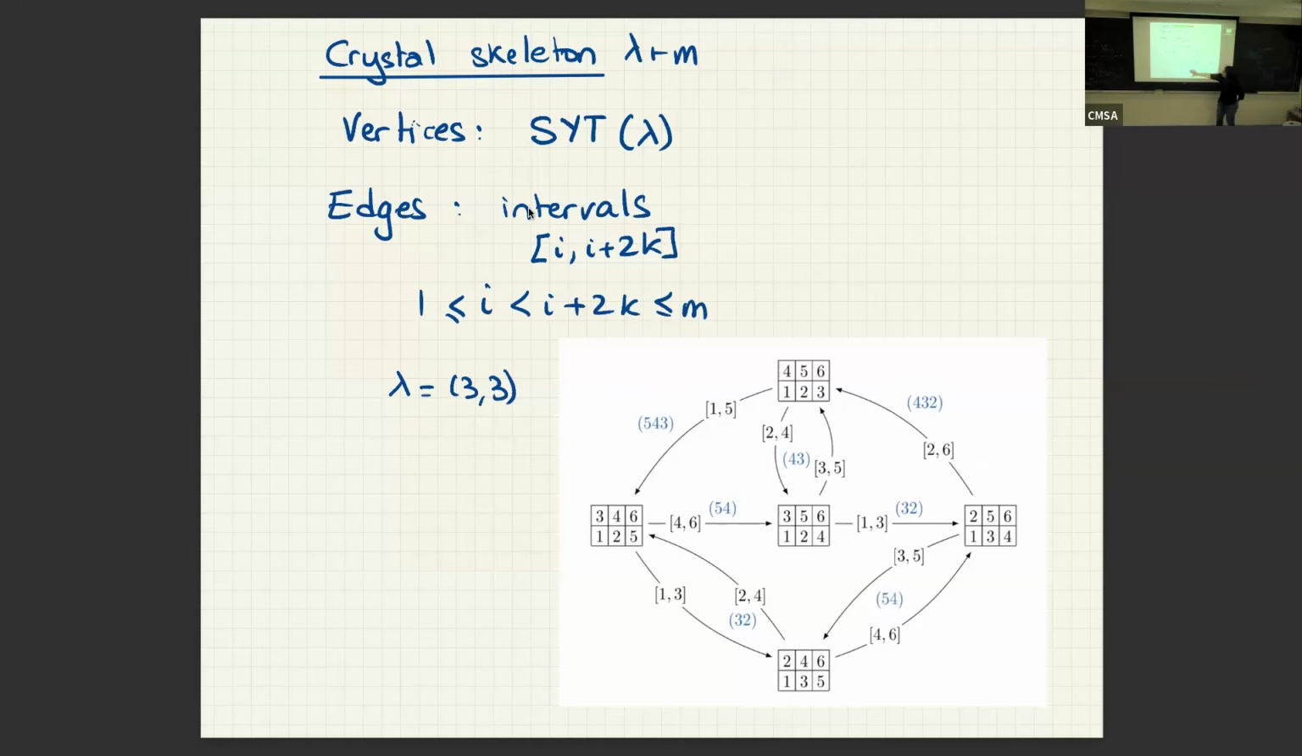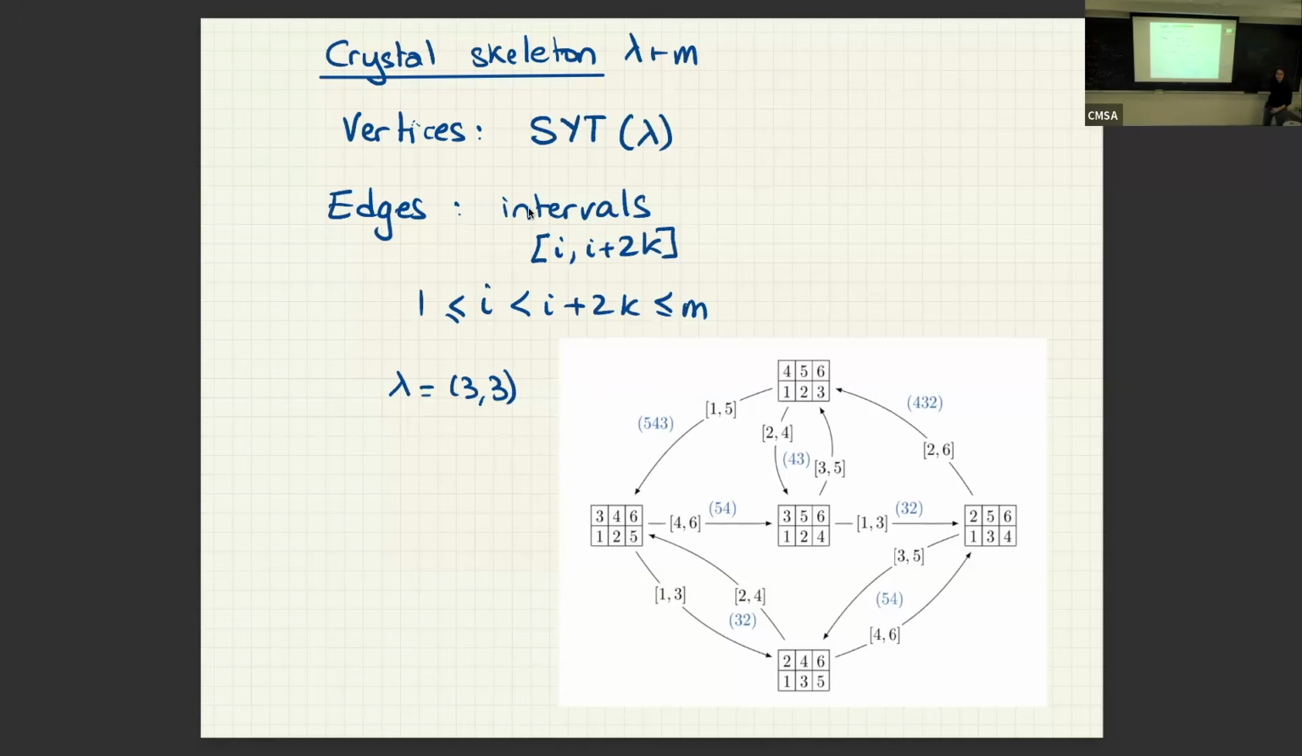Let's not care about the blue cycles here. They are exactly the action on the tableau, but I can index. Now I have my 5 standard Young tableaux of shape 3, 3, and that's the crystal skeleton I get. For example, with the interval 1, 5, I can go from this tableau to this one.